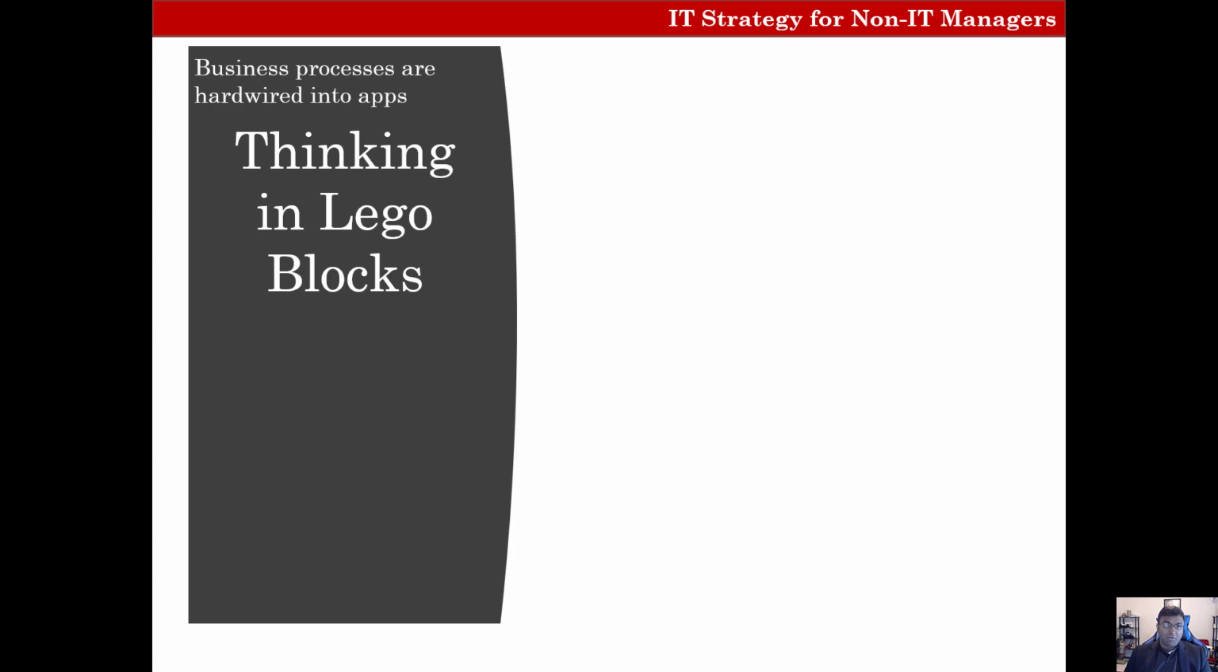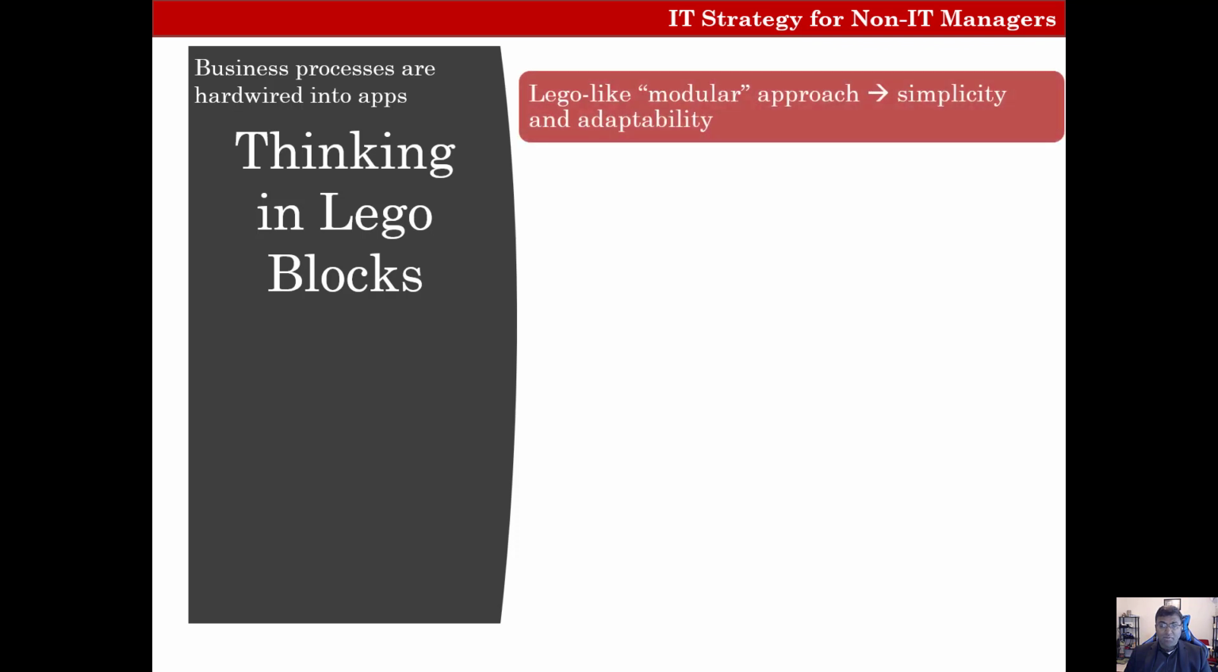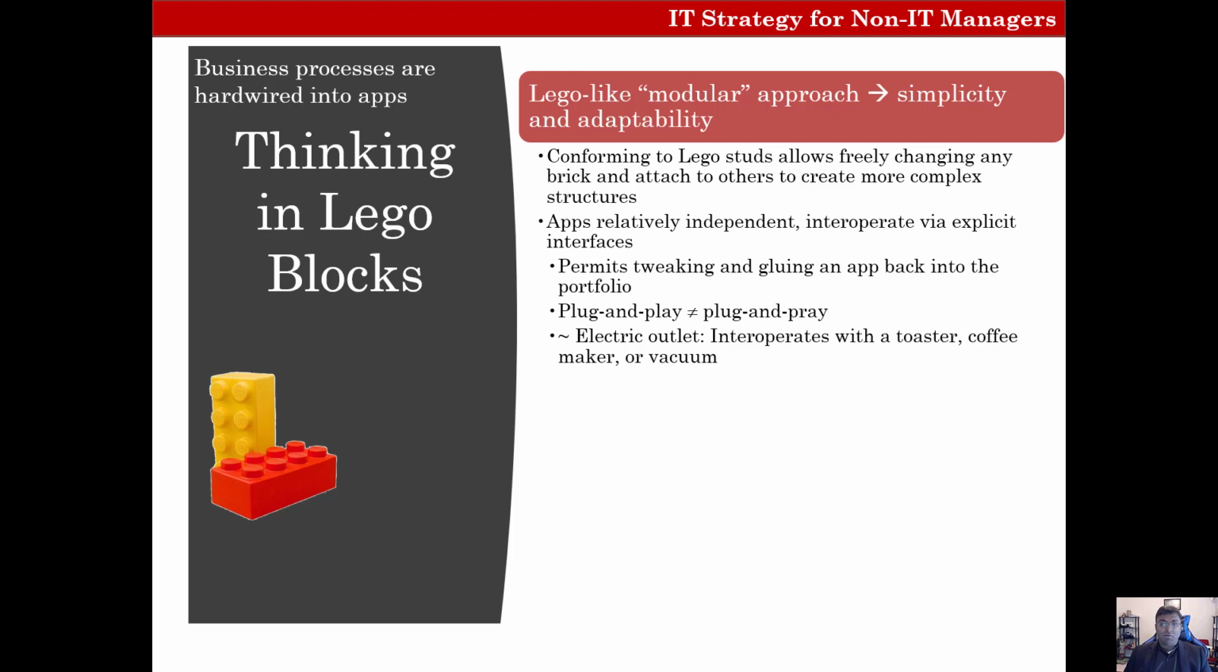And so you have to think about architecture as Lego-like blocks, or people talk about being very modular. Business processes are hardwired into their applications. And when you do a modular approach, you bring in simplicity and adaptability. We talked about Lego studs, which allow freely changing any brick and attaching it to others to create more complex structure. Apps which are relatively independent interoperate via explicit interfaces that permit tweaking and gluing an application back into the portfolio. As people like to say, this is plug and play instead of plug and pray.